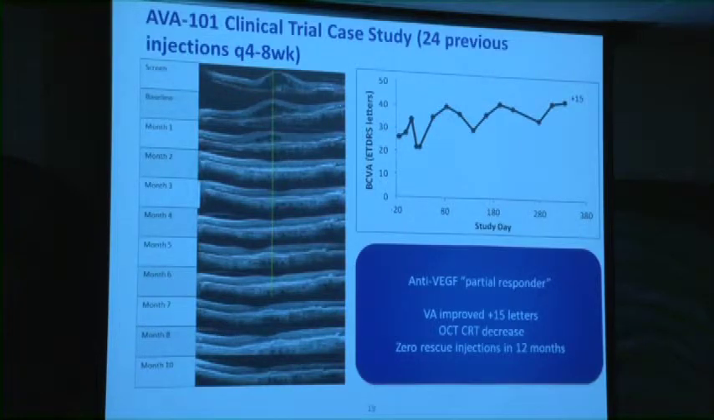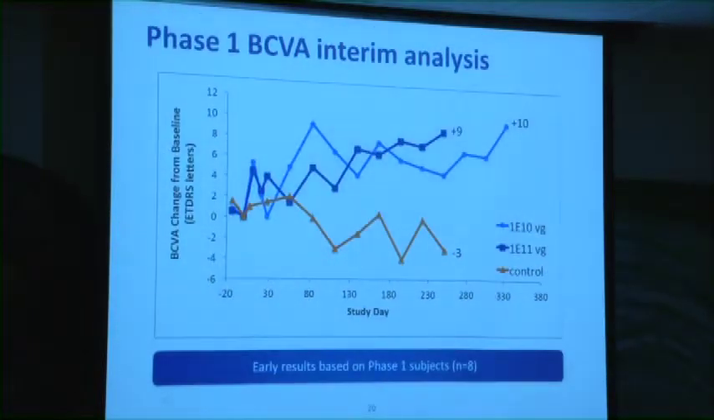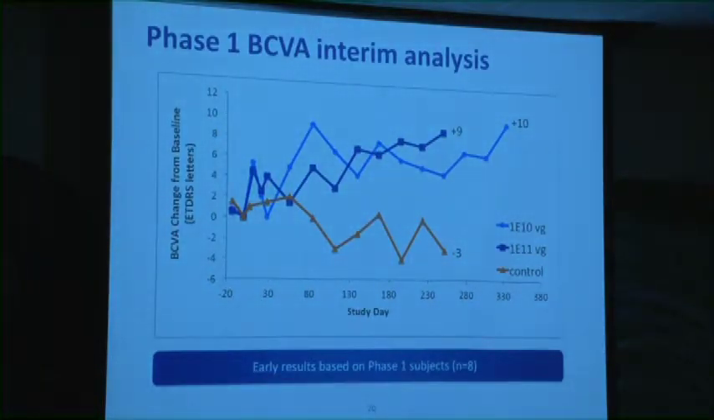So this is what we are really looking for, which is an improvement or a maintenance without the need for continued retreatment with an anti-VEGF therapy. Interim analysis of best-corrected visual acuity shows that control patients lost three letters during this period. That's very consistent with a lot of the previous studies of PRN therapy, whereas patients on the study drug gained between 9 and 10 letters. Again, this is early results based on phase 1 subjects, and the phase 2 is ongoing.